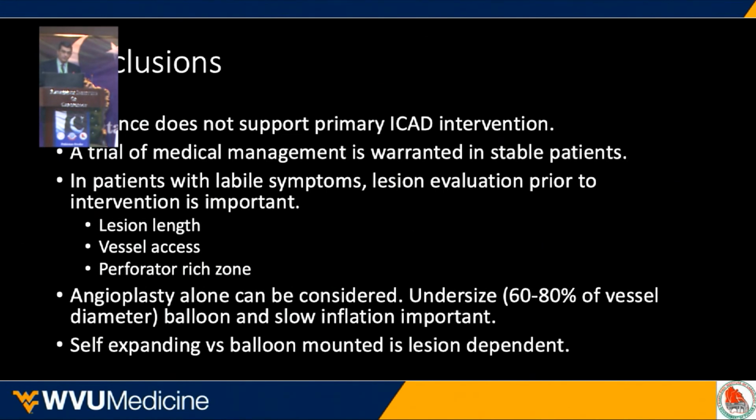A trial of medical management is warranted in stable patients. Labile patients, lesion evaluation such as lesion length, vascular access, perforator-rich zone is critical. If the atherosclerotic segment is 2 millimeters away from a perforator-rich zone, the complication rate is dramatically lower versus in a perforator-rich zone. Angioplasty alone should always be considered. Undersized balloon, 60 to 80% of vessel diameter, and very slow inflation over 2 minutes or so is safer. Self-expanding versus balloon-mounted is lesion-dependent.